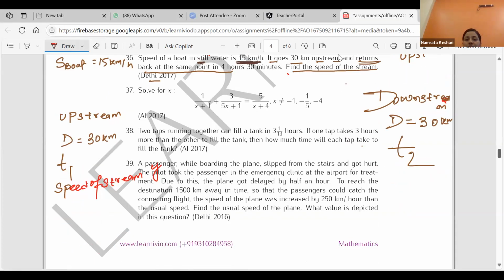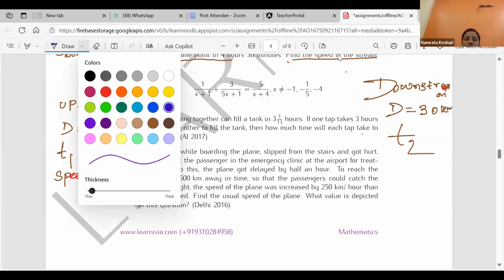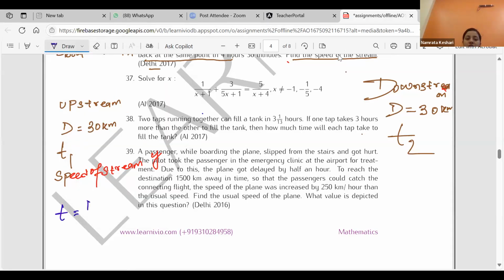We will write speed, distance, time in the first situation, and speed, distance, time in the second situation. For upstream, speed is equal to distance by time, but we need to write this formula in the form of T1, T2, so that we can add T1 plus T2 equal to the given time. Can I write time is equal to distance by speed? Can I write the same formula in this manner?